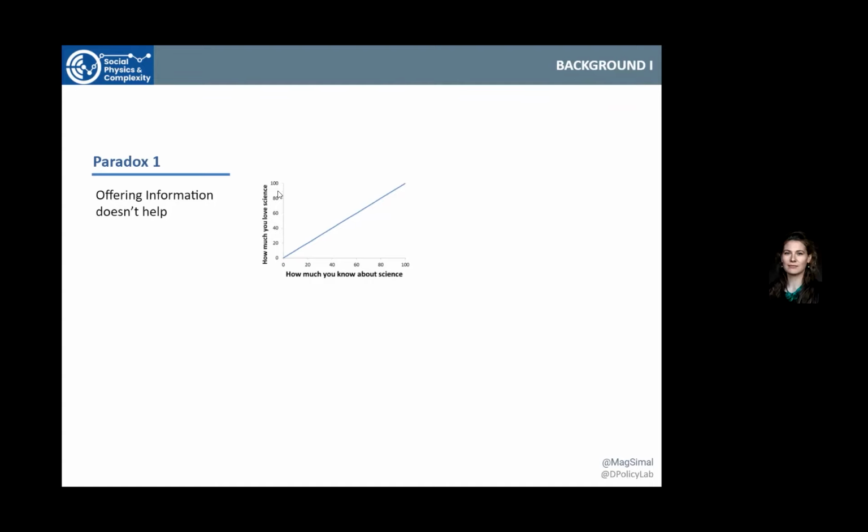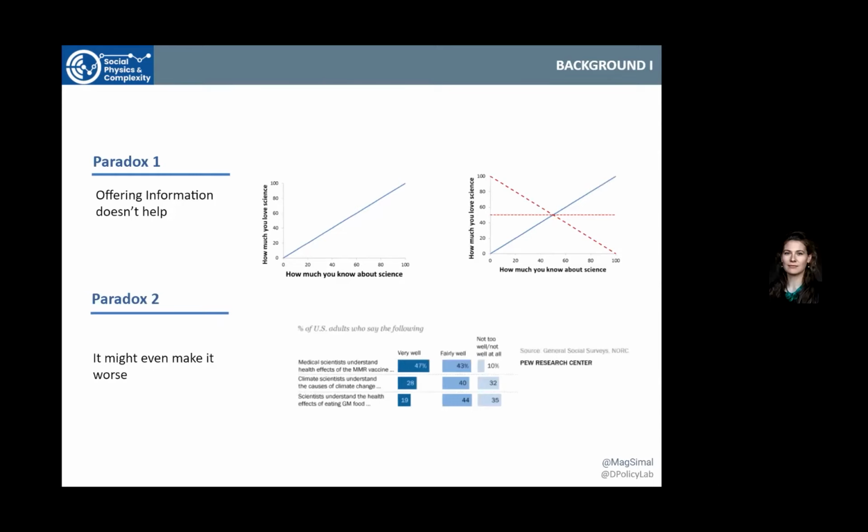And the expectation was the more people know science, the more they will love science. So the more we give information, the more knowledgeable people will be, and then they will have better attitudes towards science or towards getting a vaccine, for example. But what we know now is that this is not the case. And we do not have this very linear positive relationship. We rather have sometimes no relationship at all, or even an inverted, so a more negative relationship.